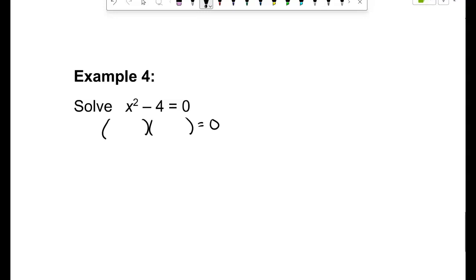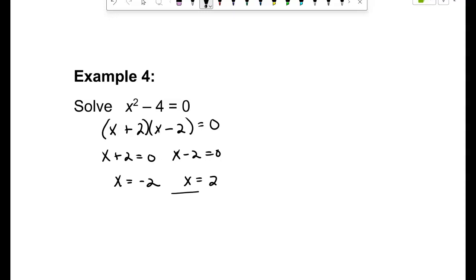A difference of squares? Because if I have 2 perfect square numbers with a subtraction sign, it's called difference of squares. So we go x, we go plus, minus, and then we take the square root of 4, which is what? 2. So we get x plus 2 is equal to 0. X minus 2 is equal to 0. Do not skip this step. We get x is equal to negative 2. X is equal to positive 2.